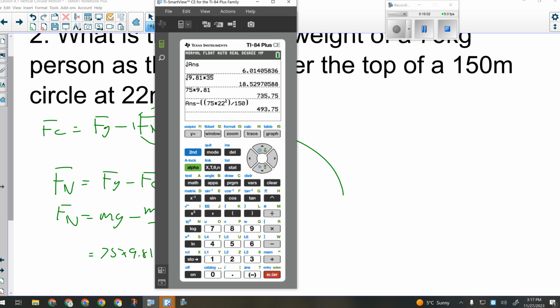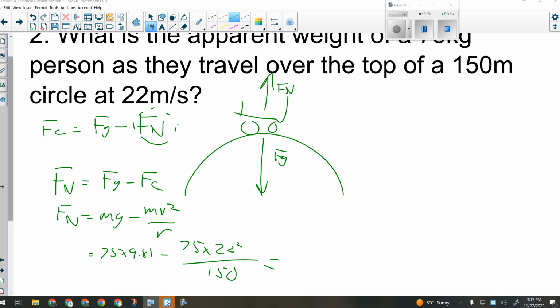Okay, so their apparent weight is 4.9 times 10 to the 2 newtons.